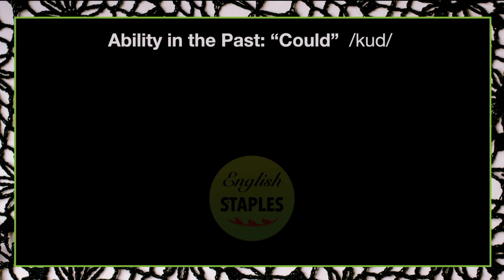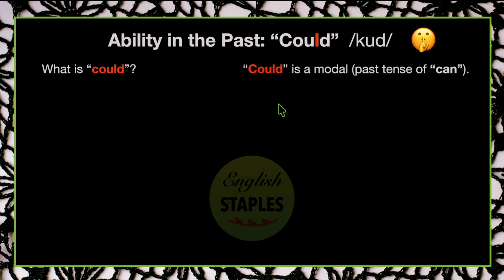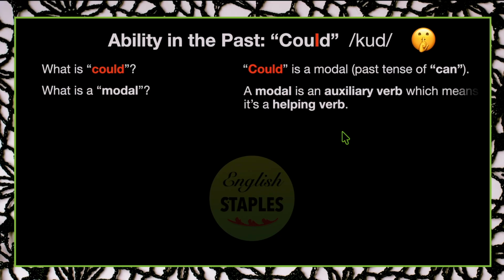Ability in the past, could. Notice the pronunciation of this word, could. The L is silent. Shh. What is could? Could is a modal. The word could has many meanings, but in this lesson, the focus is on could being used as the past tense of can. What is a modal? A modal is an auxiliary verb, which means it's a helping verb.